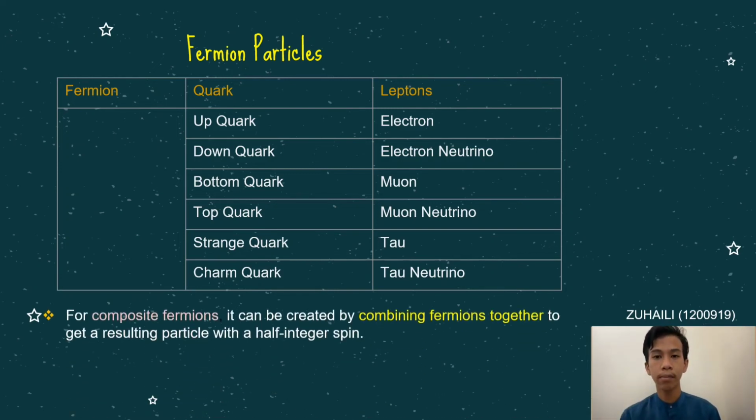Beyond the fundamental fermions, another class of fermions can be created by combining fermions together, possibly along with bosons, to get a resulting particle with a half-integer spin. The quantum spins add up, so some basic mathematics shows that any particle which contains an odd number of fermions is going to end up with a half-integer spin, and therefore will be a fermion itself. Some examples include baryons and also helium-3.